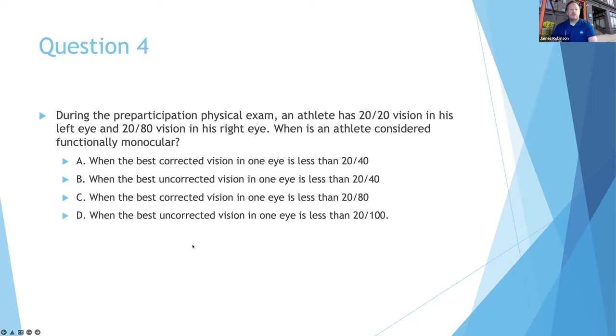Question number four. During a pre-participation physical exam, an athlete has 20/20 vision in his left eye, but 20/80 vision in his right eye. When is an athlete considered functionally monocular? A, when the best corrected vision in one eye is less than 20/40. B, when the best uncorrected vision in one eye is less than 20/40. C, when the best corrected vision in one eye is less than 20/80. Or D, when the best uncorrected vision in one eye is less than 20/100?